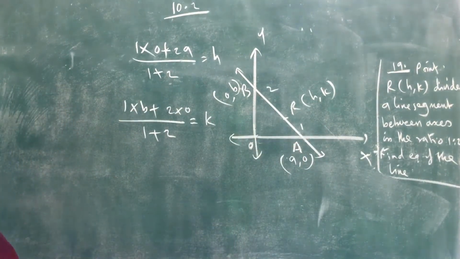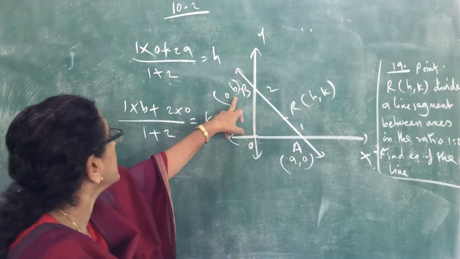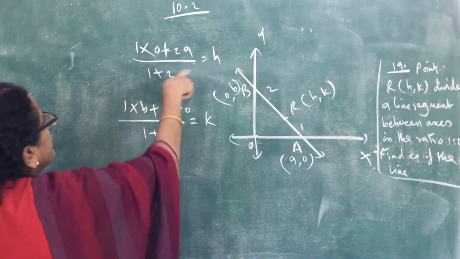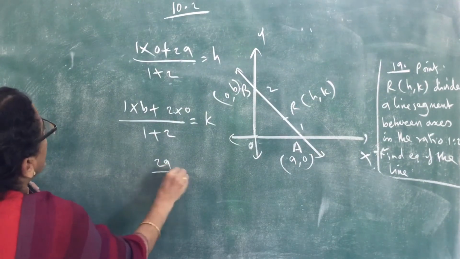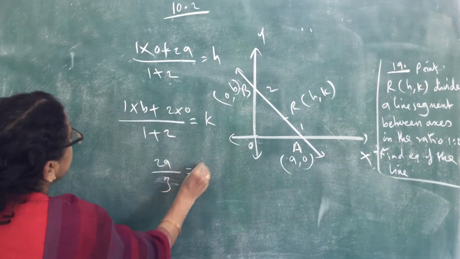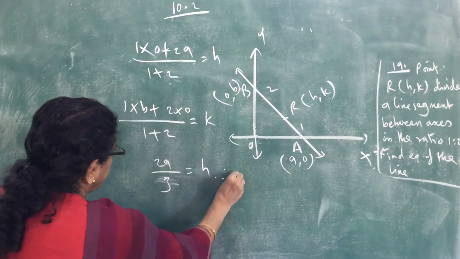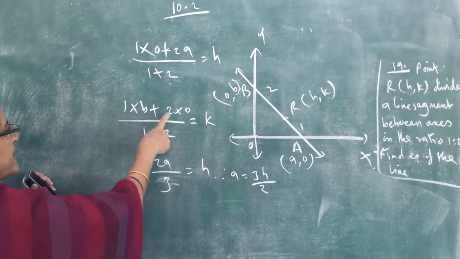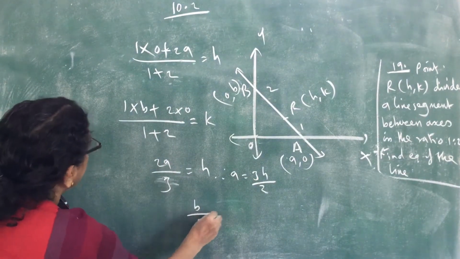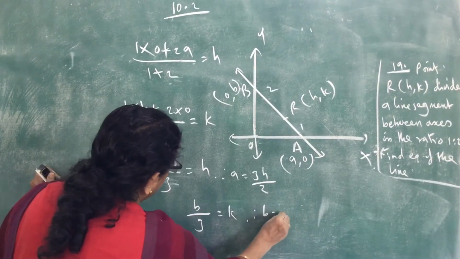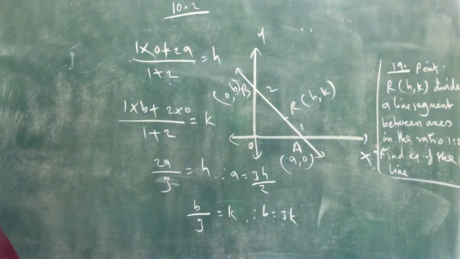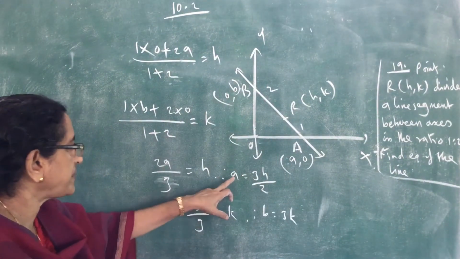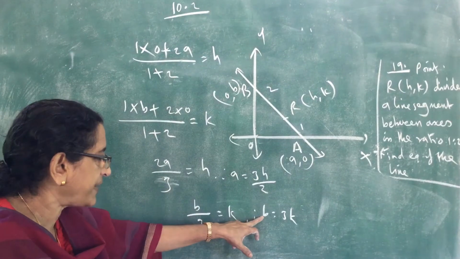Using this, we can find the x-intercept A and y-intercept B, then substitute in the intercept form. So simplifying this, what do we get? 2A divided by 3 equal to h. Therefore, A equal to 3h divided by 2. Now using the second equation, B plus 0, B by 3 equal to k. Therefore, B equal to 3k. So we got the x-intercept and y-intercept: x-intercept A equal to 3h by 2, y-intercept B equal to 3k.